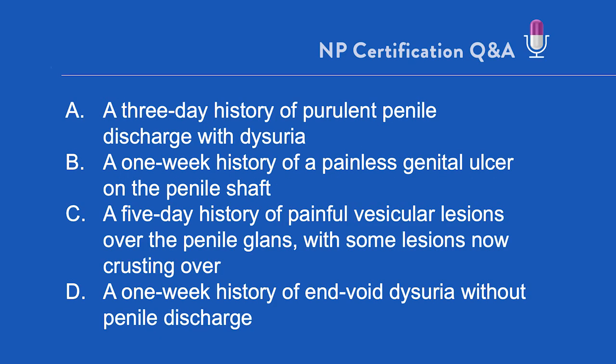A, a 3-day history of purulent penile discharge with dysuria. B, a 1-week history of a painless genital ulcer on the penile shaft. C, a 5-day history of painful vesicular lesions over the penile glans, with some lesions now crusting over. D, a 1-week history of isolated dysuria without penile discharge.